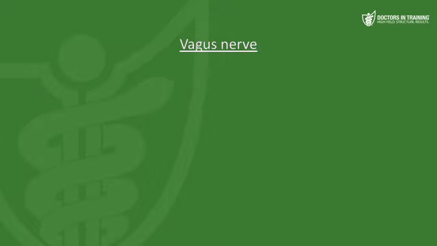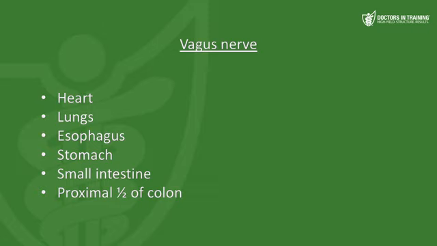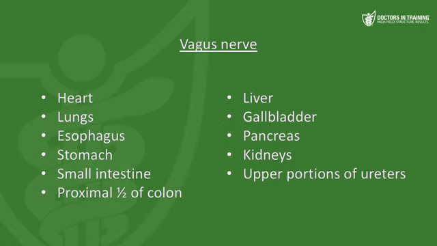Therefore, when we think about the parasympathetic nervous system, we will often be talking about the vagus nerve and its eventual innervations of a whole bunch of organs, like the heart, the lungs, the esophagus, the stomach, the small intestine, the proximal half of the colon, the liver, the gallbladder, the pancreas, the kidneys, and the upper portions of the ureters. Sometimes you'll just hear this referred to as vagal stimulation.